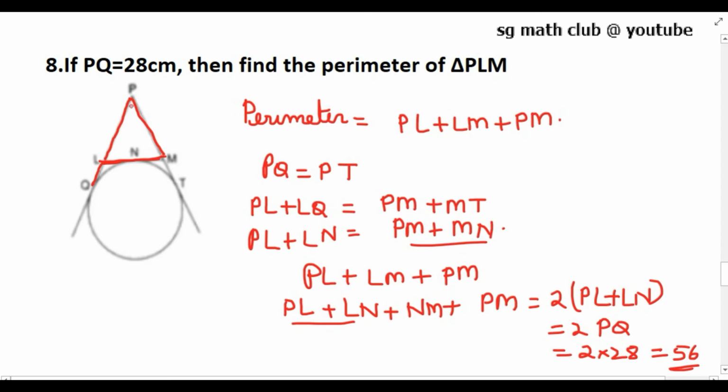This is how the proof goes. First you have to take the external point P. So PL and PM both will be the same. Then we know that LQ and LN both are the same. And we need to find the perimeter of the triangle PLM. So add PL plus LM plus PM and replace.